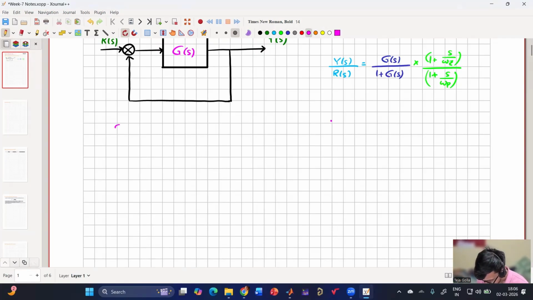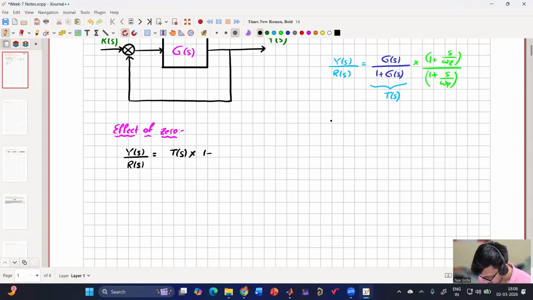Here I'm considering the effect of zero. Let us consider only that a zero has been added, and I'm calling the original response T(s). So my Y(s)/R(s) will be T(s) into (1 + s/ωz). Now if I simplify this, I'll get T(s) + (1/ωz) into s into T(s).